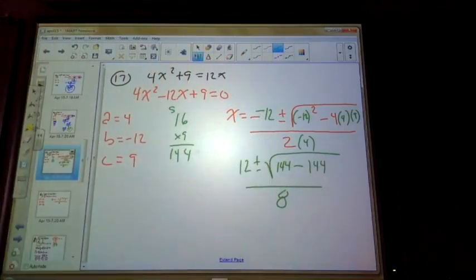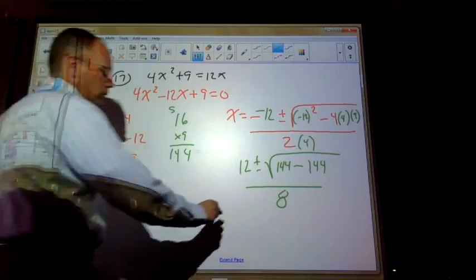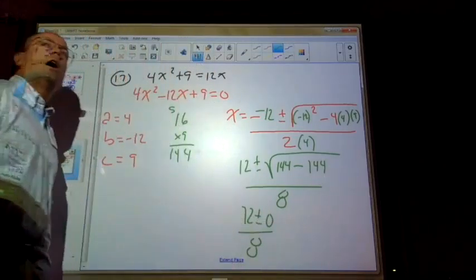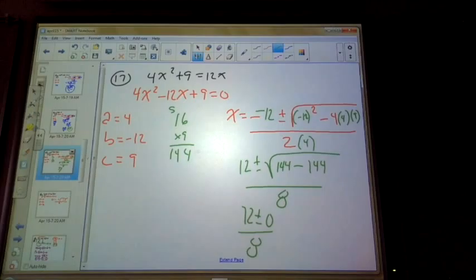What's 144 minus 144? What's the square root of 0? 0. 12 plus or minus 0 over 8. This is a trick question. 12 plus or minus 0 over 8. How many answers? 2. We're not dividing by 0. 0's on top.